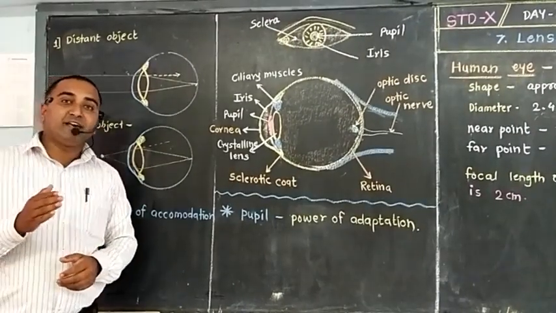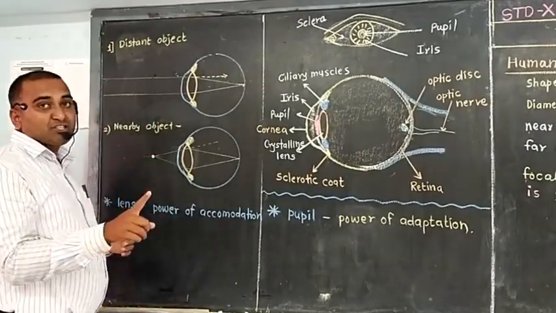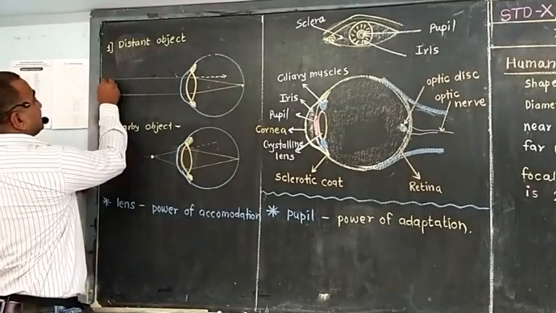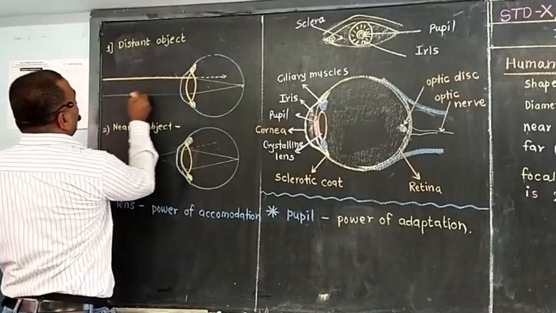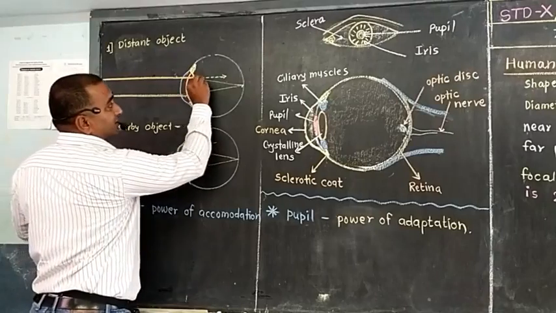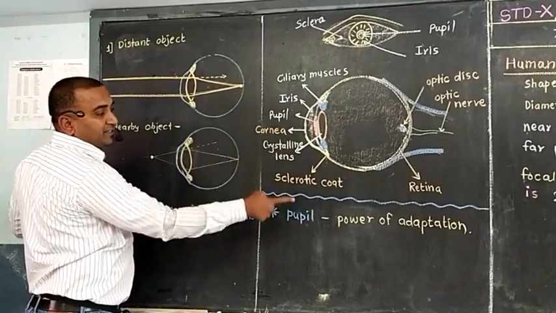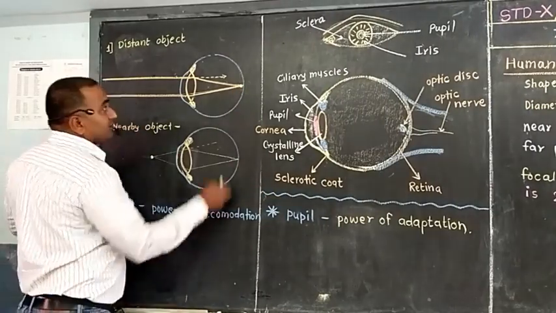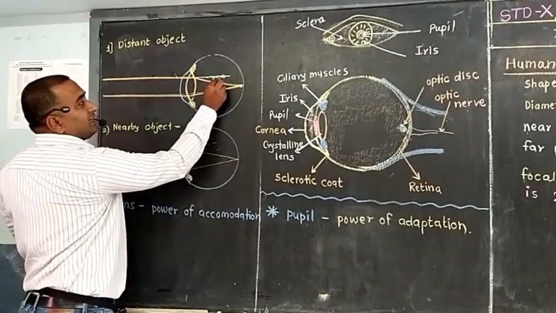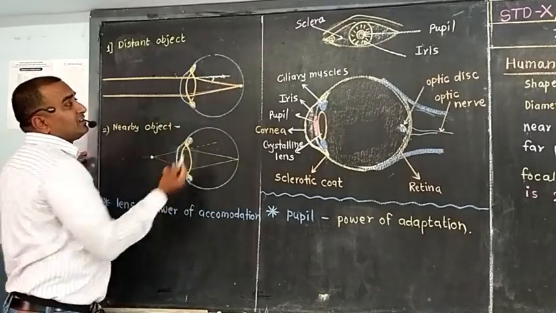Now see, when we are observing objects which are distant, meaning the object is very far away from you, at infinity as we have discussed, the light is parallel. When this incident ray travels towards the human eye parallel, it meets at the focus, and so the light is focused on the retina. So see here, this is the incident ray and this is the bending. The angle formed between this incident ray and the refracted ray is smaller.